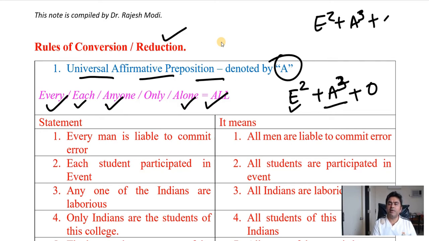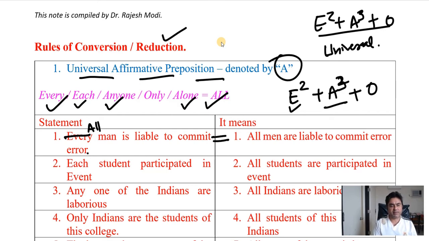Every man is liable to commit error. If this is the statement, it means you can say all men. Put "all" here, so it will be very clear. All men are liable to commit error. So this is equal to this. Each student participated in the event. It means all students participated in the event. Any one of the Indians is laborious. It means all Indians are laborious.